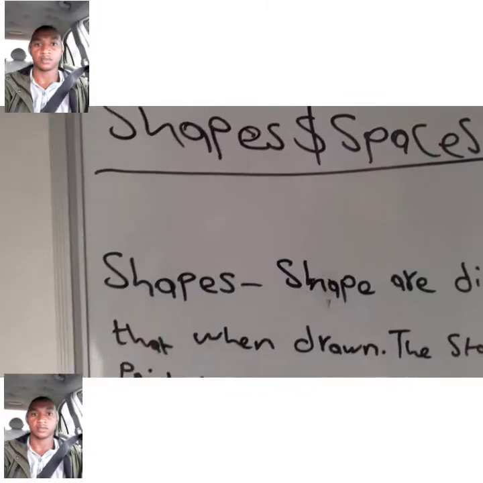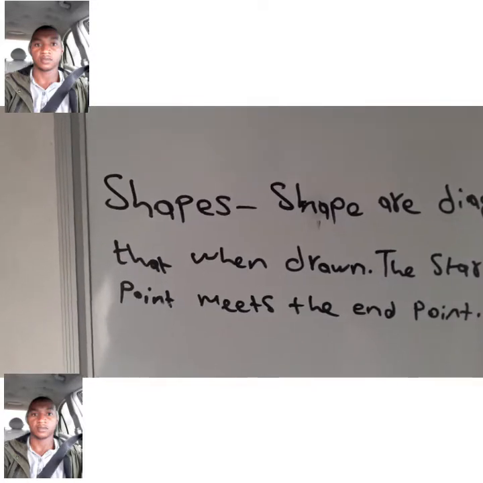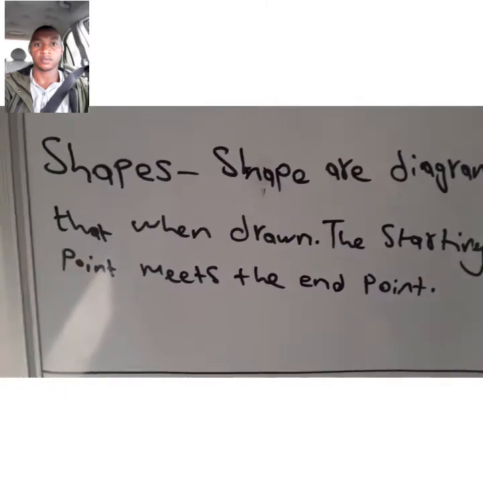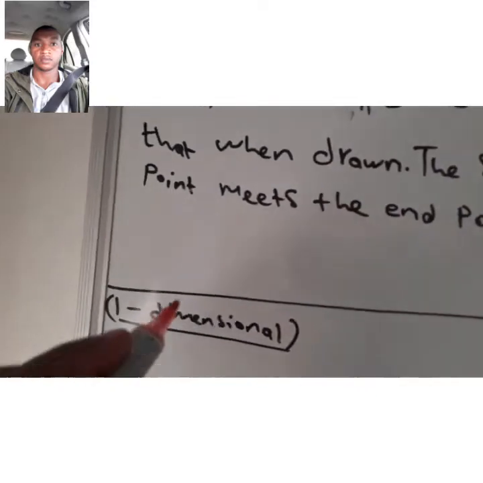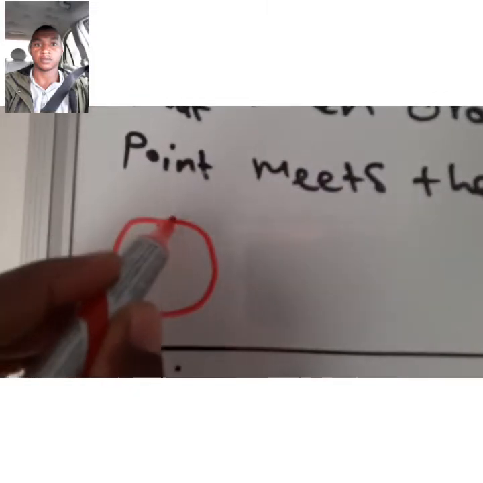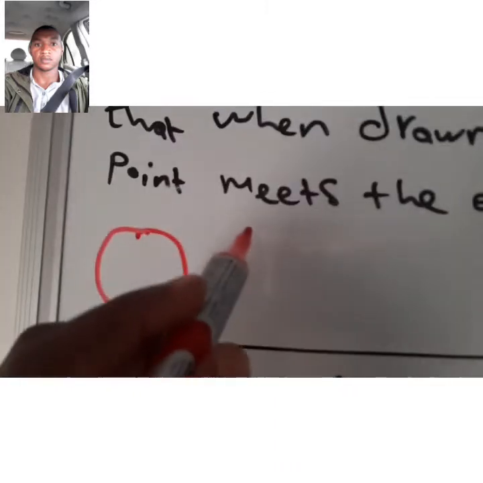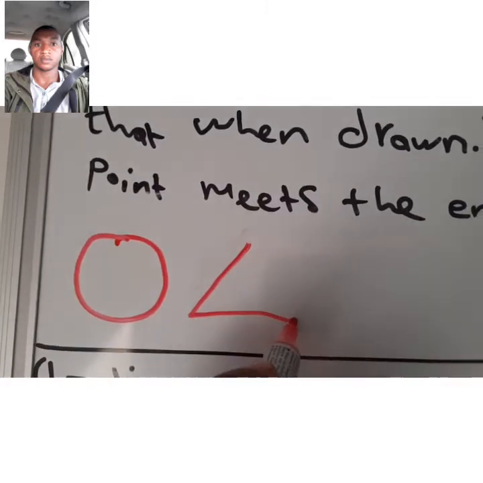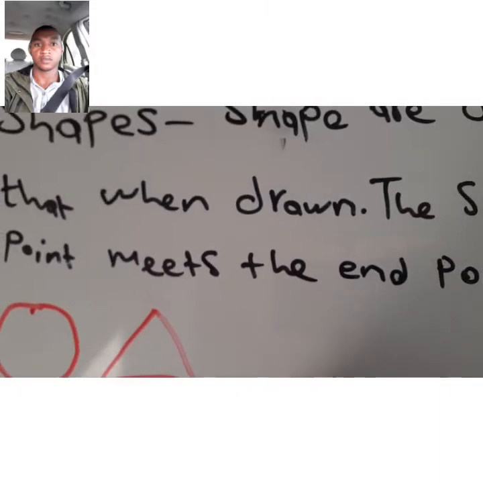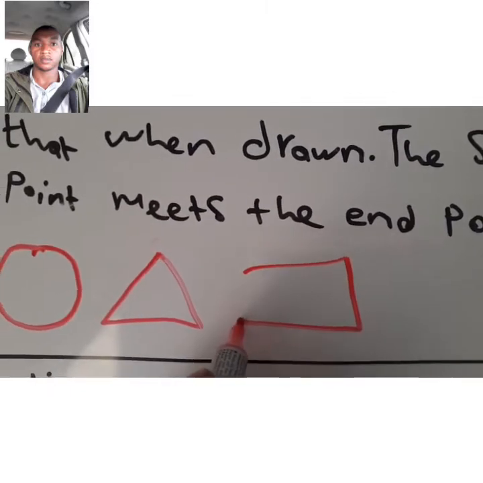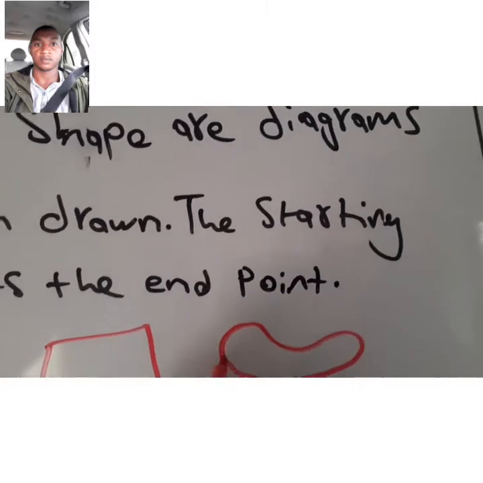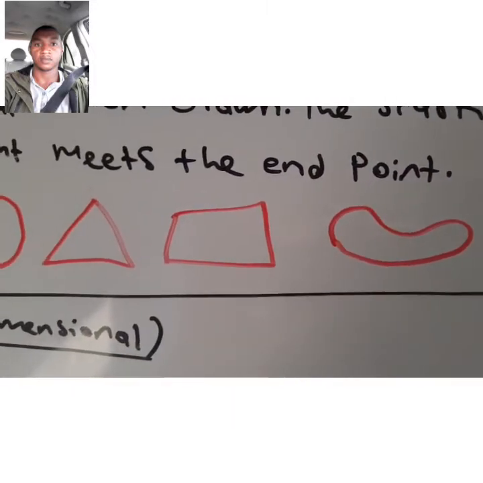Now, when we consider shapes, shapes are diagrams that when drawn, the starting point must actually meet the end point. So if I'm about to draw a diagram, this would be my starting point. It must meet the end point, and this would be considered a shape. So the starting point must always meet the end point. Then that would be considered a shape. Okay, so those are shapes.